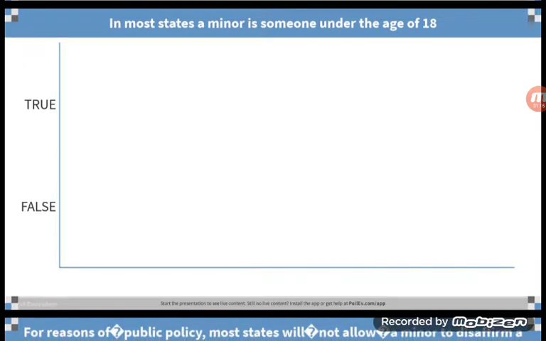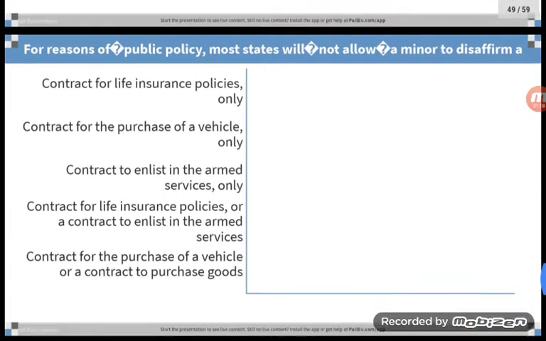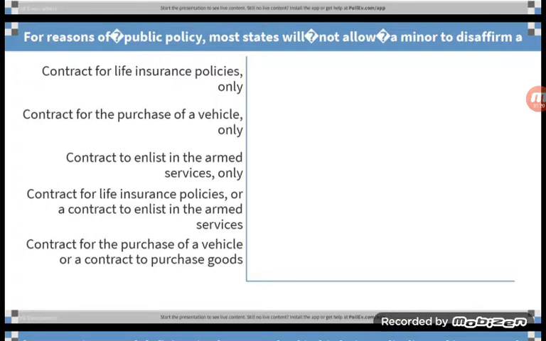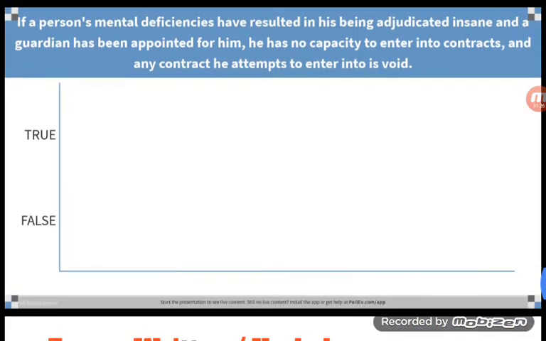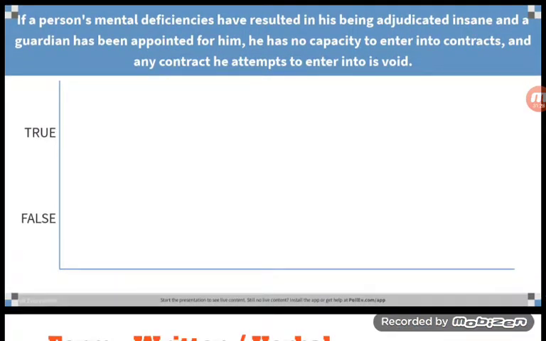In most states, a minor is someone under the age of 18. True. I'll let you look that over and decide. True.